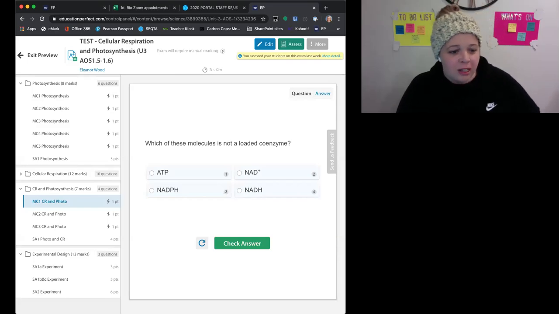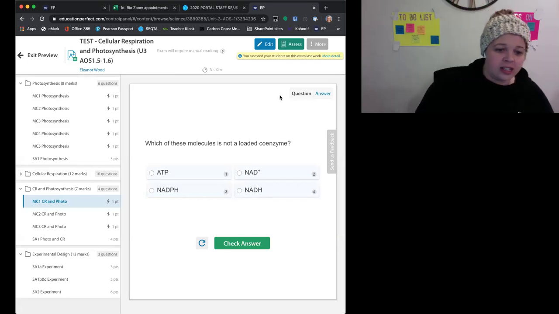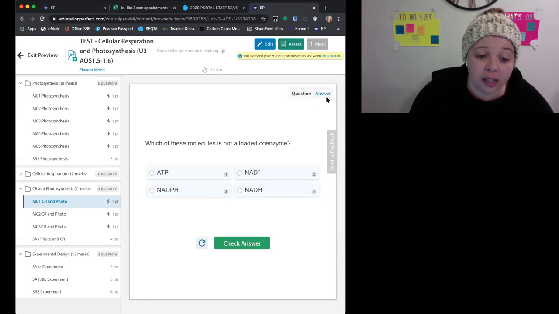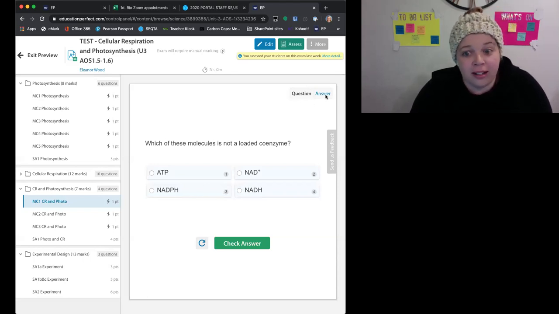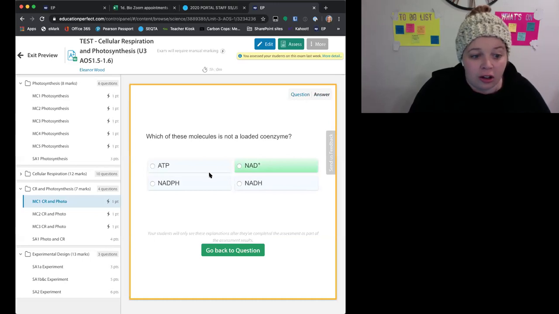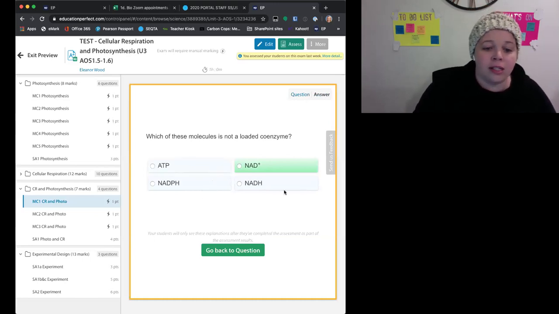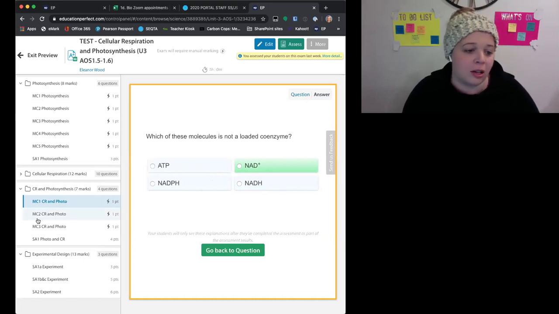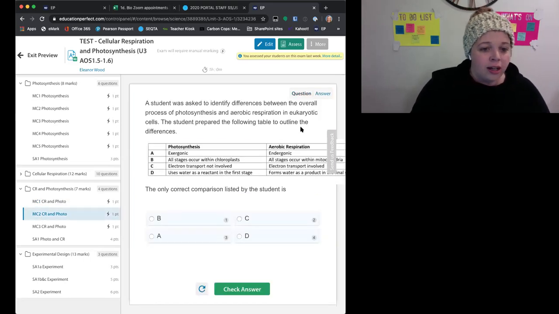Second half of the mark scheme. Let's go through this nice and fast. Which one is not a loaded coenzyme? Anything that doesn't have a plus on it is really easy to go with. ATP is a loaded coenzyme, so is NADPH, and so is NADH.